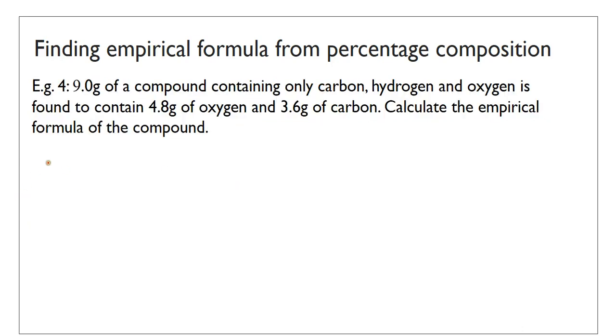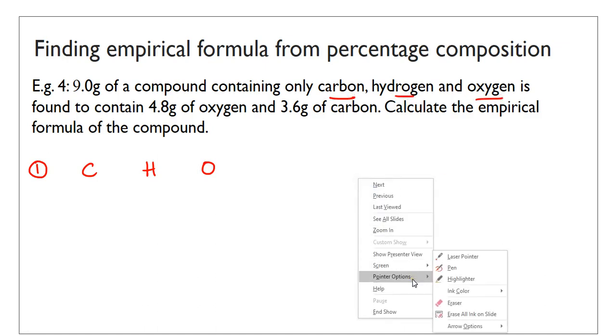Okay, so step 1 is I'm going to list the elements present in the compound. It contains carbon, hydrogen, and oxygen. So I'm just going to do 3 columns: carbon, hydrogen, and oxygen. So that's step 1. So I basically looked at this part of the question.